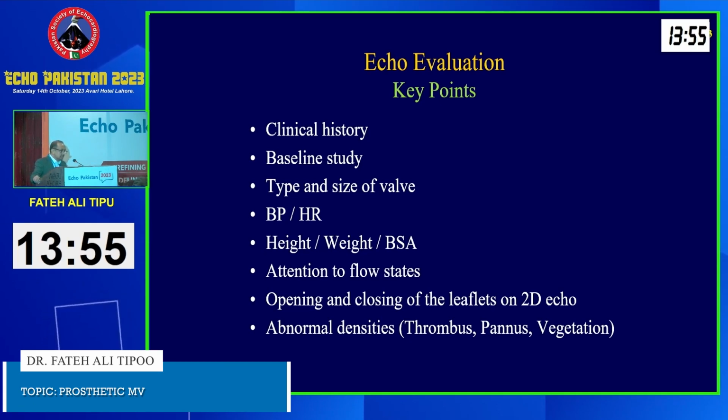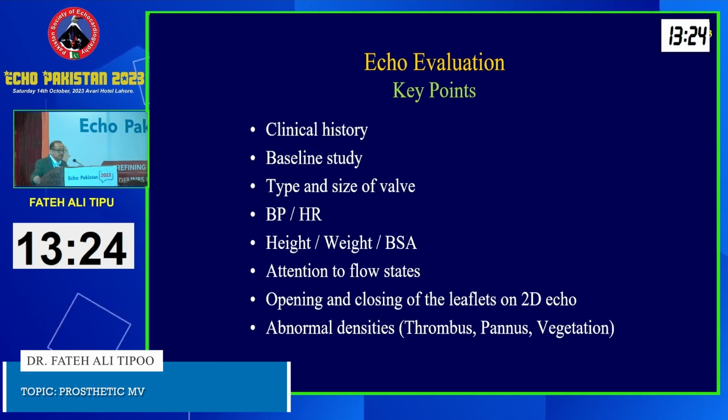Similarly, the baseline study, if it's available, is very important, because you would like to compare the new findings with the previous study, especially in patients with patient prosthesis mismatch. And if you know the type and size of the valve, it's also important, because different valves have different gradients. While doing the echo, you must check the blood pressure and the heart rate, and must measure the height, weight, and calculate the body surface area.